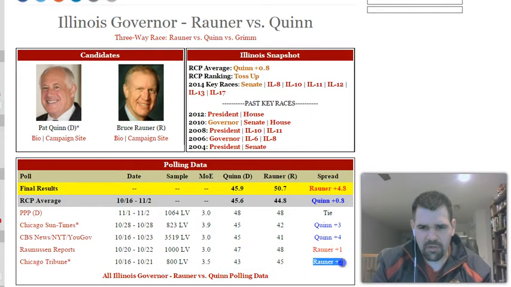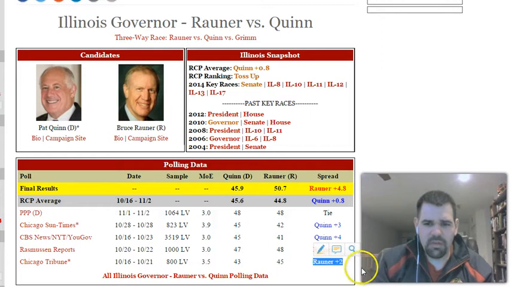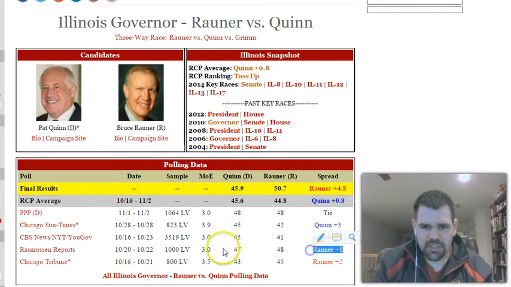So when I look at the difference here, for example, in the Chicago Tribune one on the bottom, it says Rauner's up by 2. According to the spread here, the final thing, the spread is the difference between the two candidates. Well, if I think about it, the margin of error says we could be off by up to 3.5 points. If we're off by 3.5 points, Quinn could be up, not Rauner. So we would say this is too close to call. When we look at this one, it's the same thing. The margin of error is 3, and Rauner is only up by 1. Again, too close to call.